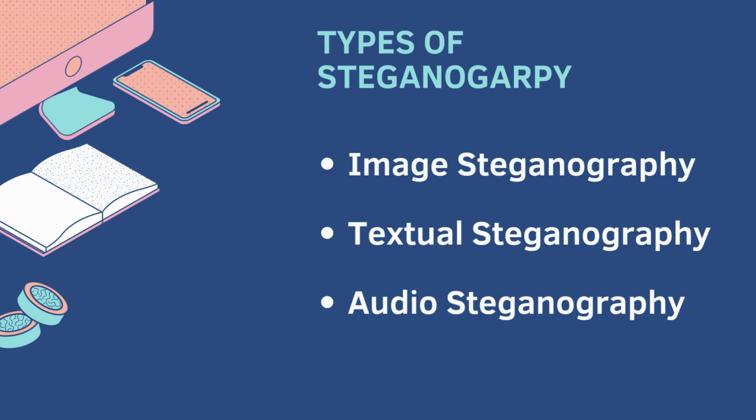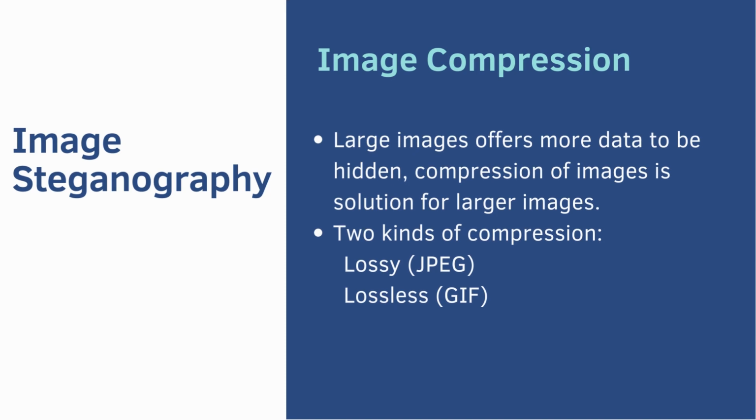Next, we have the types of steganography. There are majorly three types of steganography, namely image steganography, textual steganography, and audio steganography. Coming to image steganography, here the important message is hidden using an image.